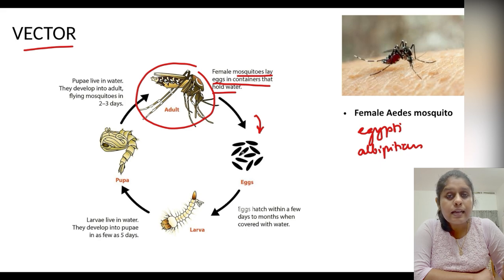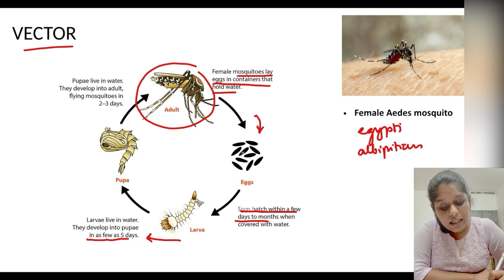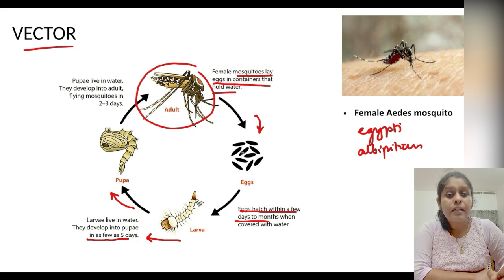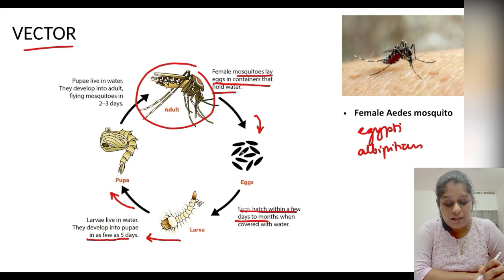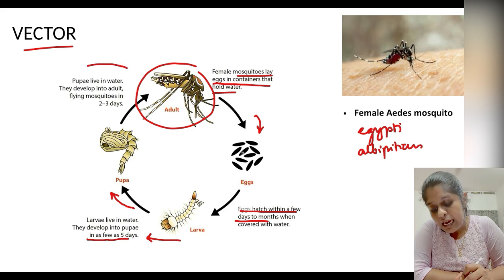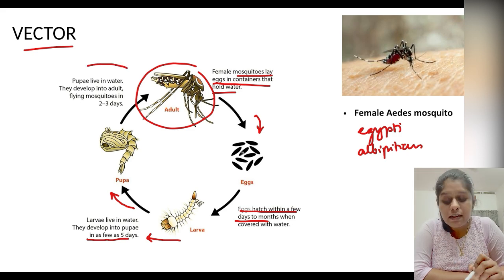So if the mosquito lays eggs on the ground without water, they can stay up to 1 year, and when the egg comes in contact with water, it hatches and becomes a larva. This larva lives in water and develops into pupae in nearly 5 days, and the pupae live in water and develop into adults and become flying mosquitoes in 2 to 3 days. And these flying mosquitoes are daytime feeders, so they come and bite human beings in the daytime.